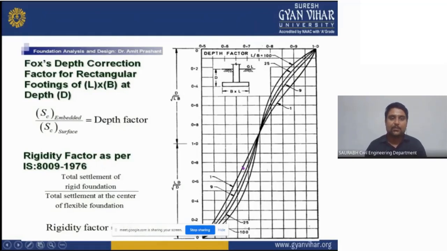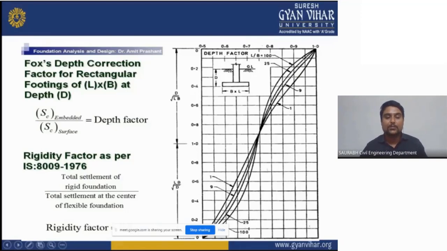Now this is the foundation analysis and design book, and there is Fox's depth correction. As you can see, the factor for the rectangular footing for L into width is given, and depth is also given. Then what will be S consolidation, which is called S embedded, and SC means S surface. It will be equal to the depth factor. And there is also a rigidity factor, which is given in IS 8009/1976.